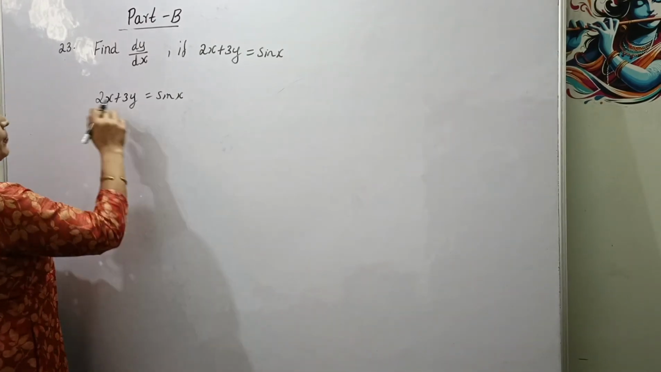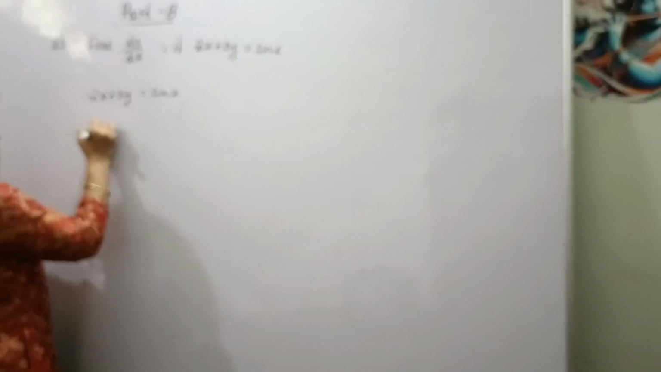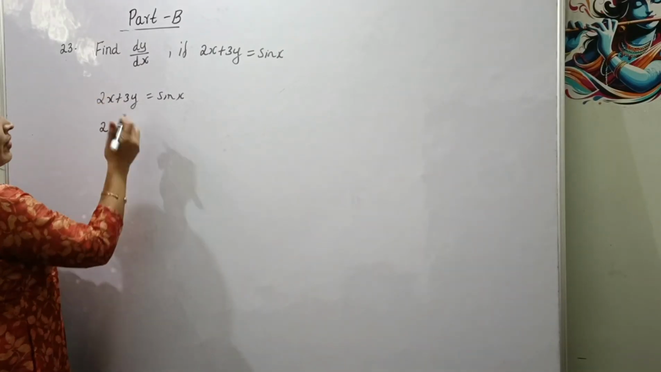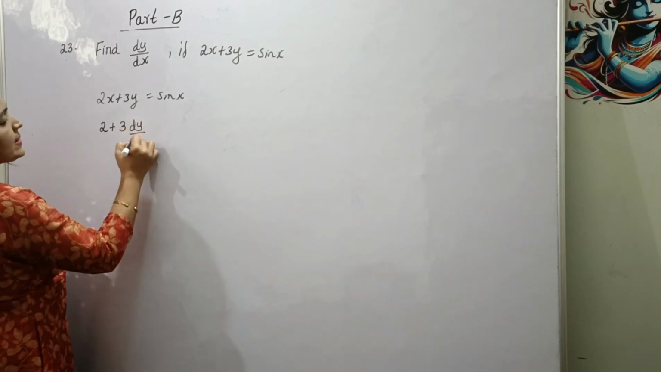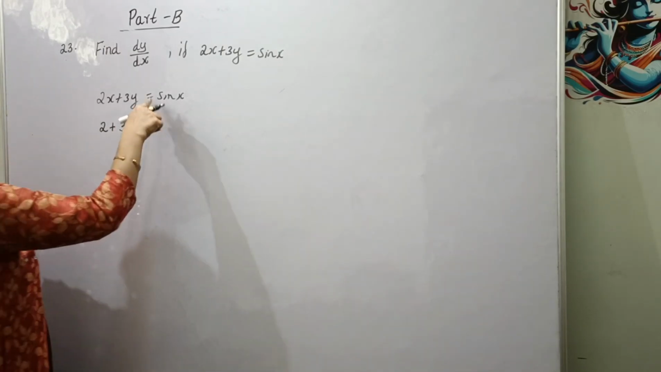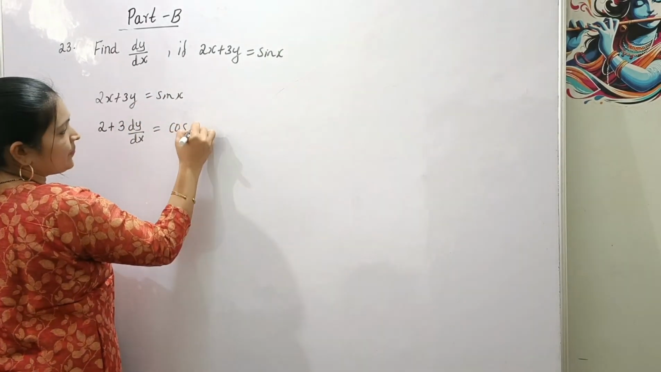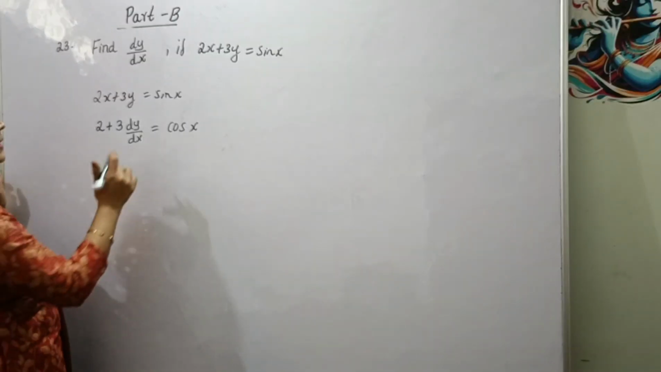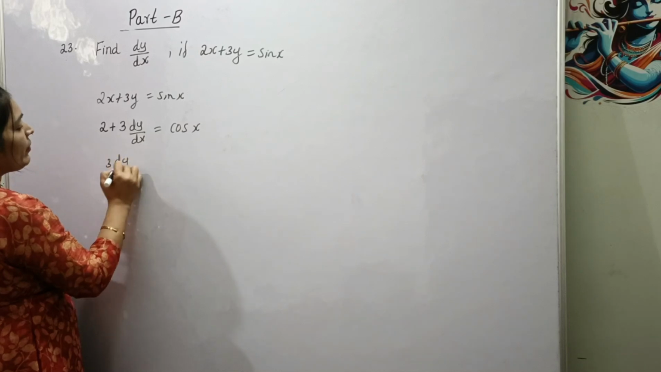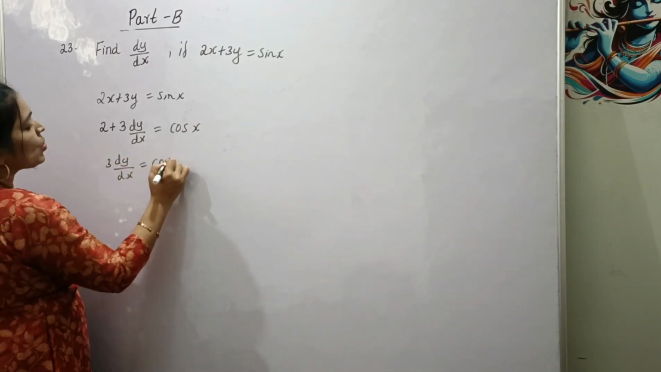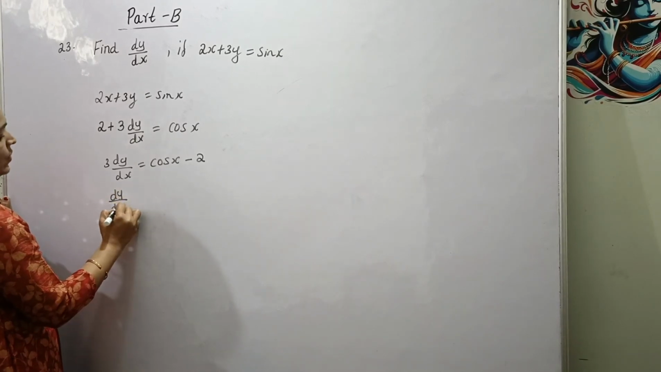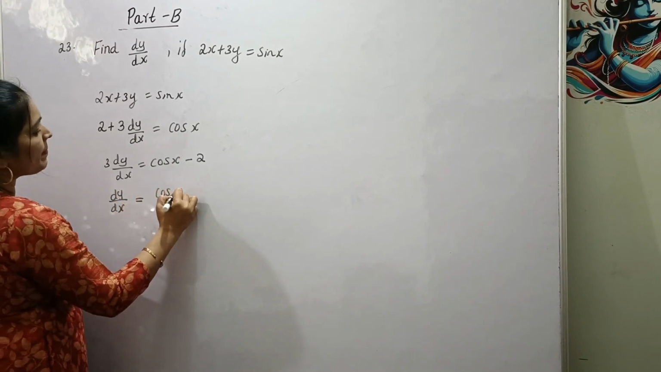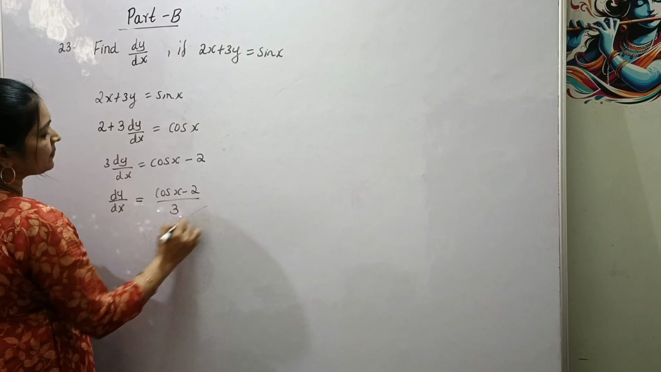So find the derivative. Derivative of 2x is 2 plus derivative of 3y. 3 into derivative of y is dy by dx is equal to derivative of sin x is cos x. We need to find dy by dx, right? So take these 2 here. So 3 dy by dx is equal to cos x minus 2. Therefore dy by dx is equal to cos x minus 2 divided by 3.